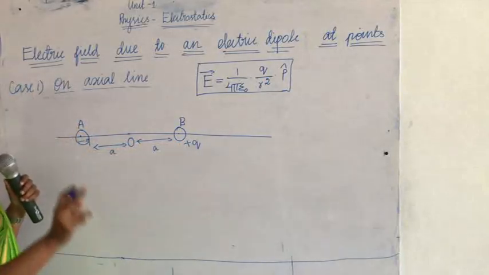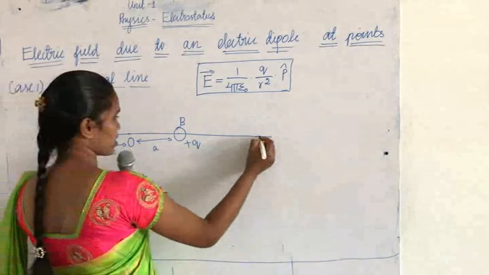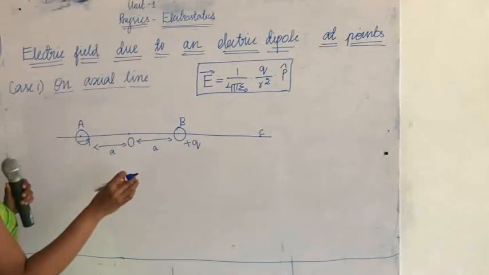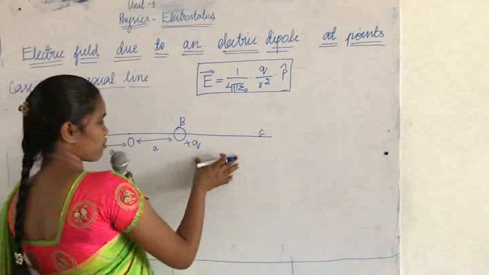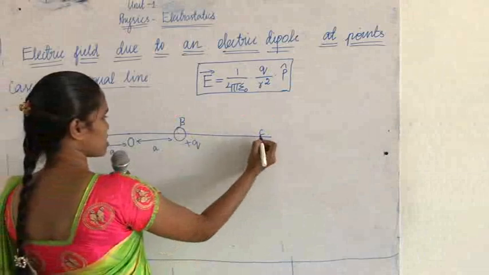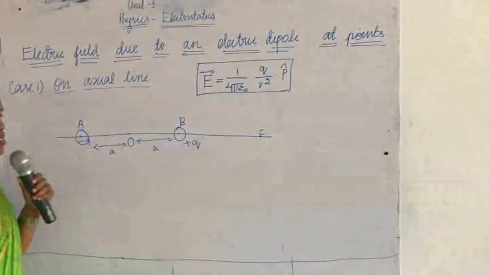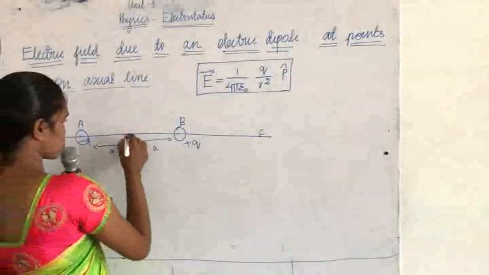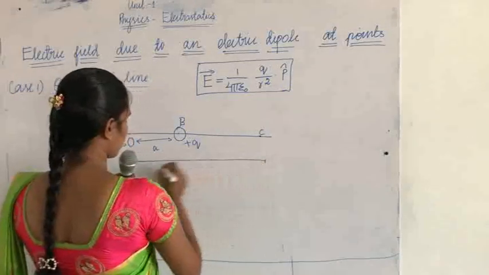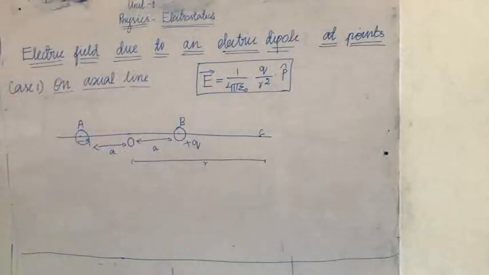Now we are going to find the electric field at a point C, which is far away from the point B. In the picture we can't draw a far away point, so I am placing it here near the point C. Now we are going to find the electric field at the point C. The distance between O and C is r. Do you understand?